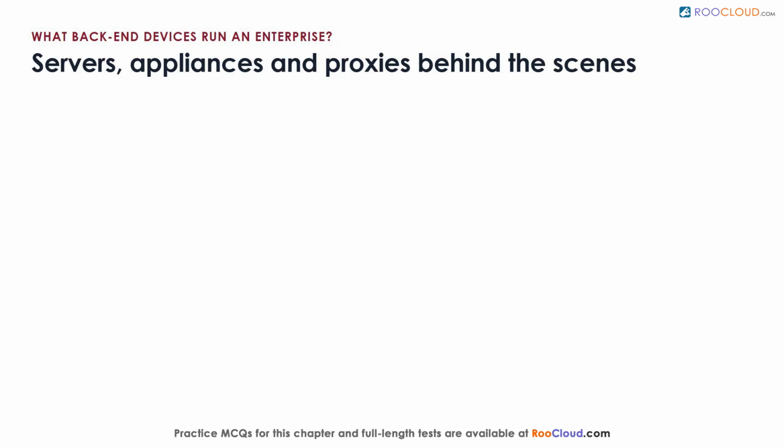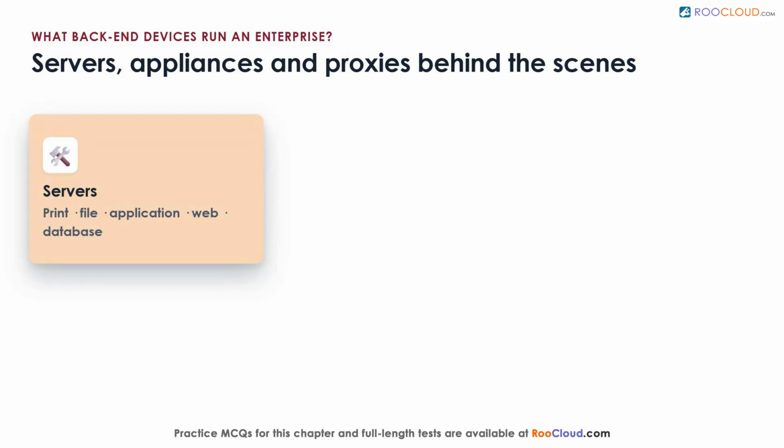So what devices run an enterprise behind the scenes? A whole family of servers, each with a role. Print servers consolidate printing across the organization. File servers give central access to files and programs. Application servers run business logic for client machines. Web servers deliver pages to customers and staff.